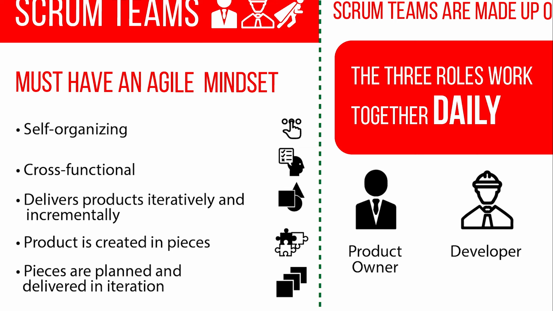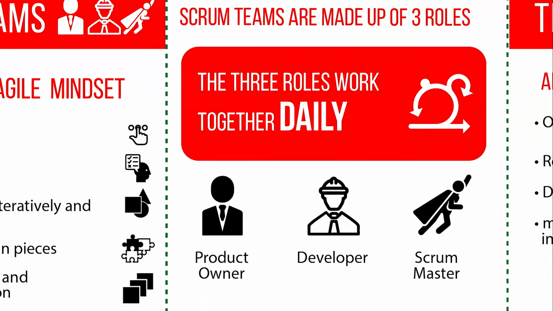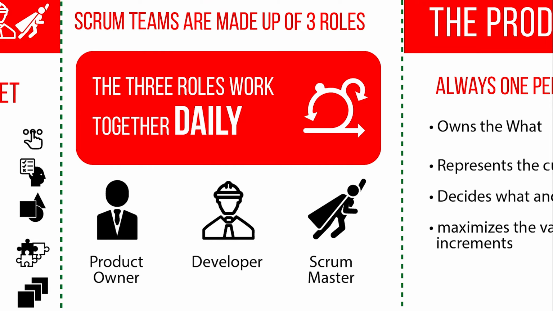Scrum teams deliver products iteratively and incrementally. Iteratively means that the product is created in pieces. Incrementally means that the pieces are planned and delivered in iterations that build on the previous one. Scrum teams are made up of 3 roles: the product owner, the developer, and the Scrum Master.